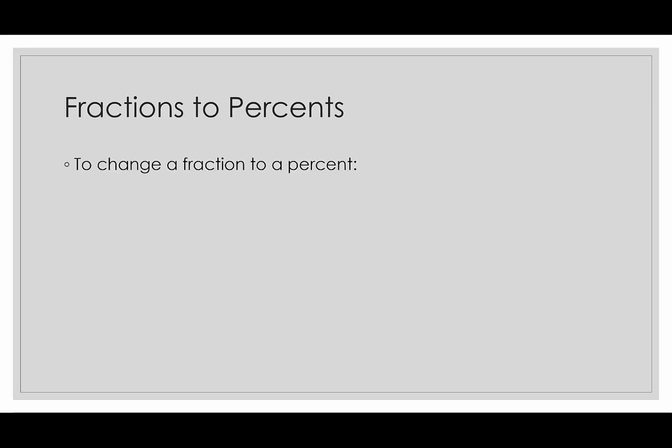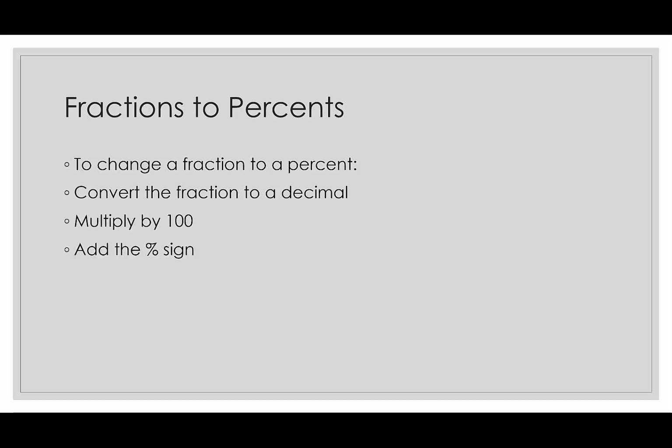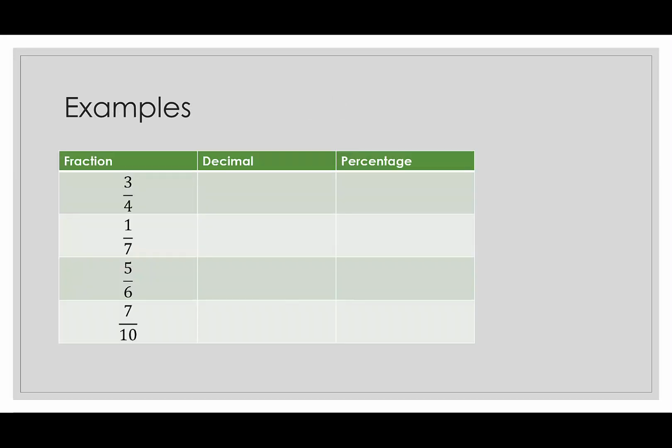To change a fraction to a percent, we're going to start by converting the fraction into a decimal. Once it's a decimal, we'll multiply by 100, and then we're going to add the percent sign. Let's start with 3 over 4. 3 over 4 as a decimal is 0.75. When I multiply by 100, I know I'm going to move the decimal place 2 places to the right, which gives me 75%. Some fractions are going to have repeating decimals or are not going to have a nice little finite decimal representation, and that's okay.